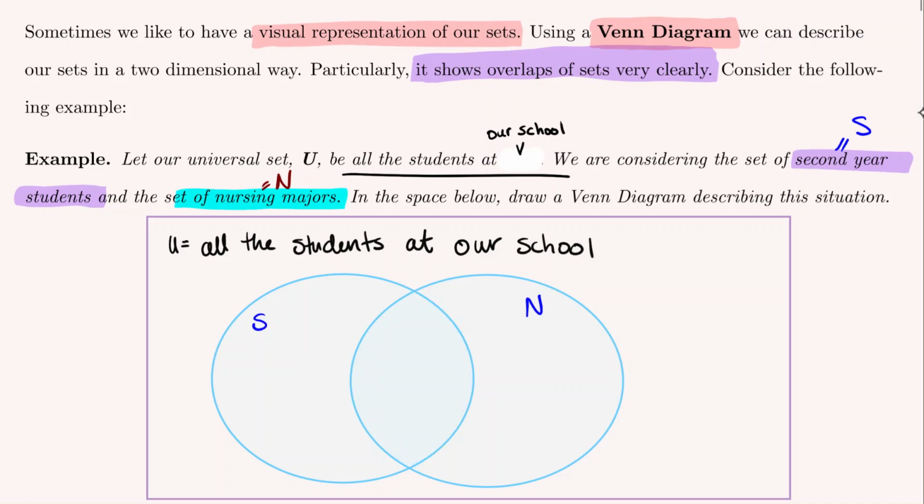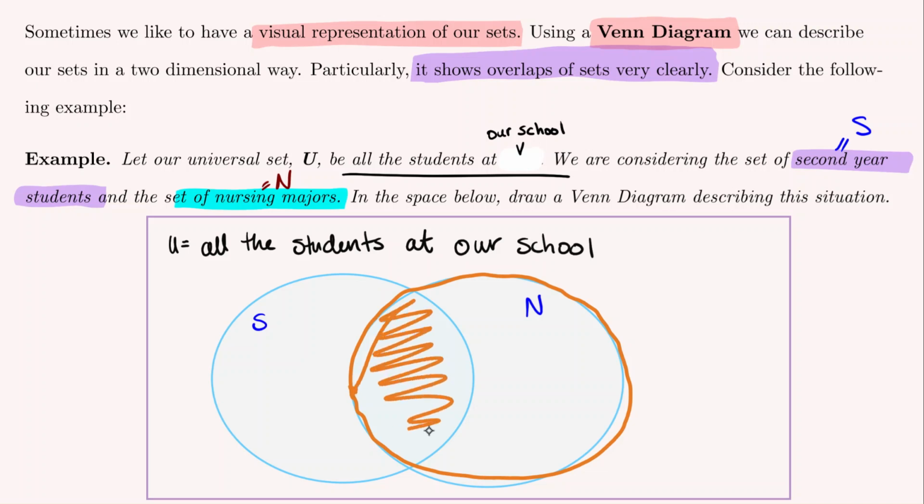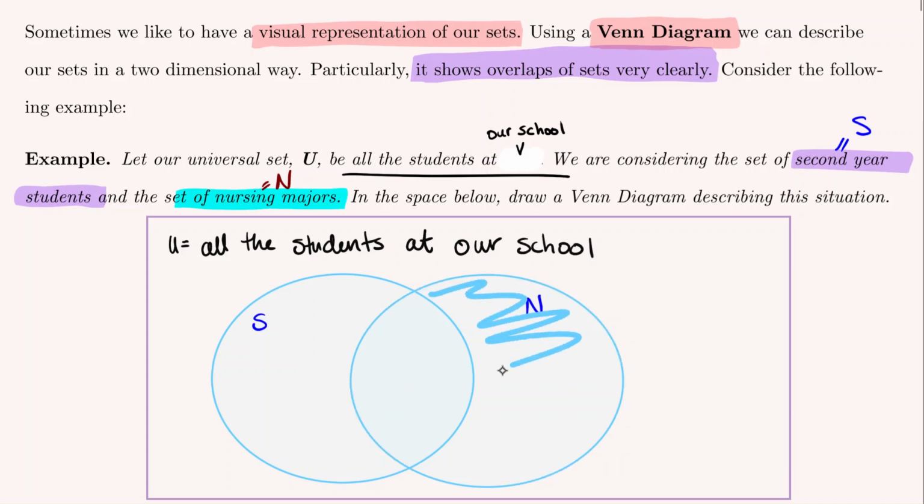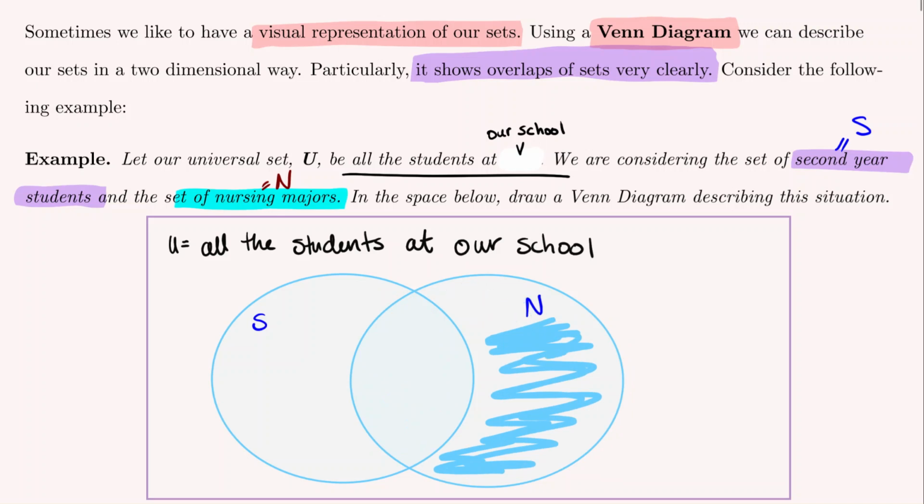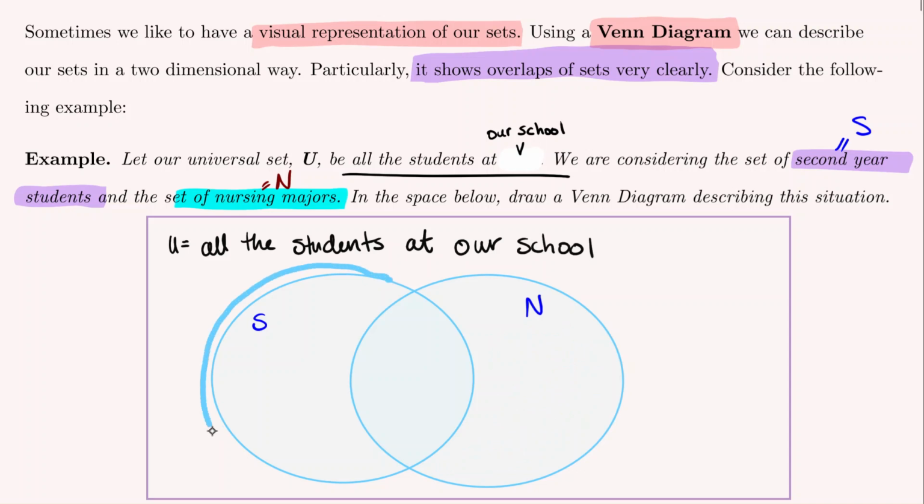Now the nursing majors as a whole is this entire circle. But through the overlap, we've separated out all of the nursing majors and we've made it clear here are our second year nursing majors. And then everybody who's not a second year nursing major lives in this section. Okay. So visualize in your mind's eye what would be, or where would in this Venn diagram, all of the second year students? All of the second year students is this circle.